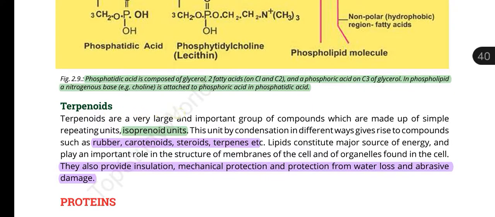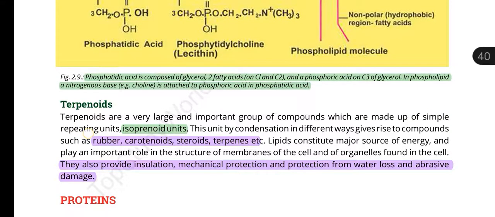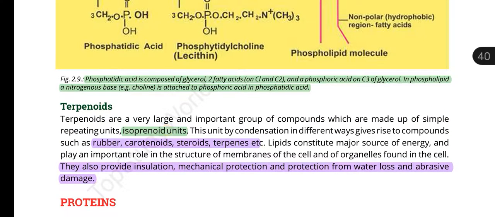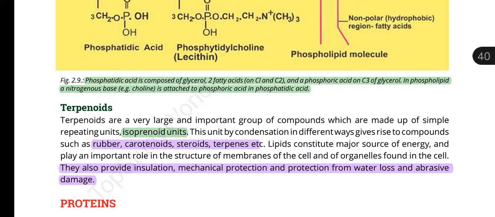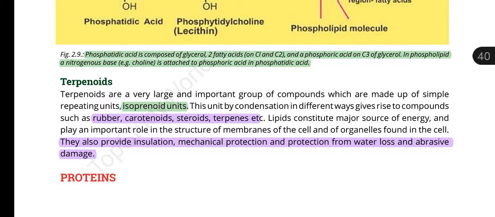Terpenoids are a very large and important group of compounds made up of simple repeating units, isoprenoid units. These units, by condensation in different ways, give rise to compounds such as rubber, carotenoids, steroids, and terpenes. And at the end there are some functions, as we already discussed.